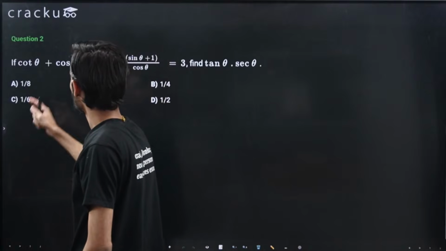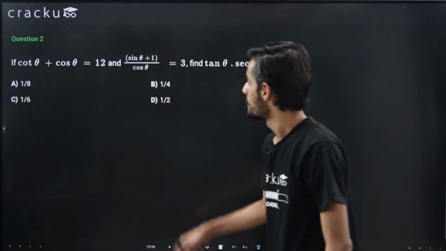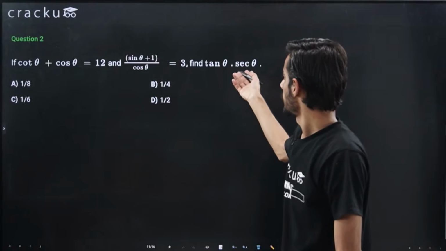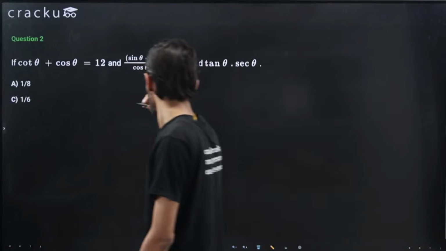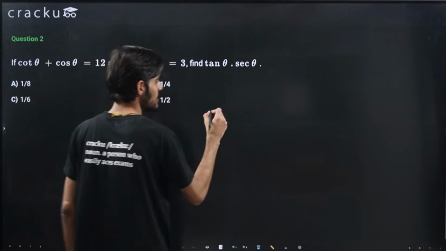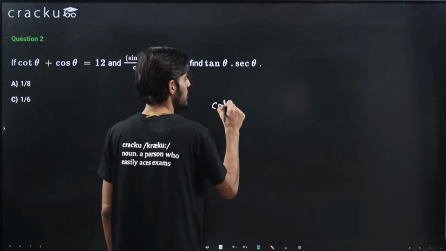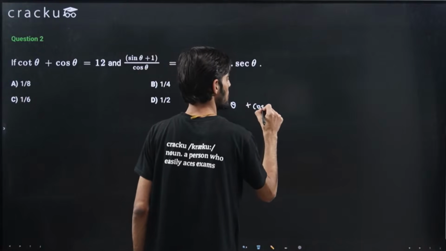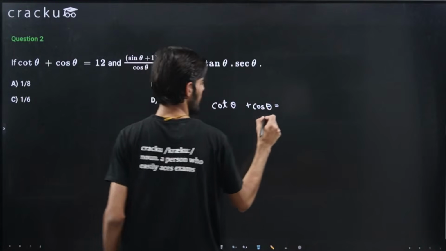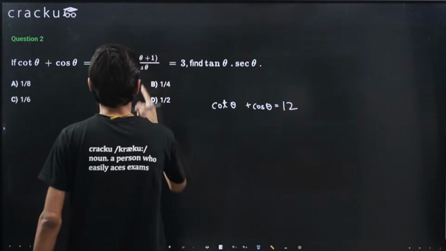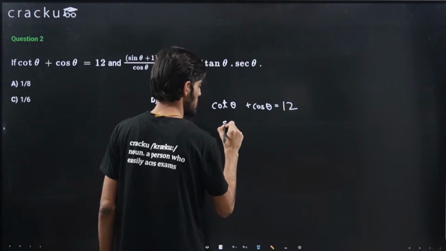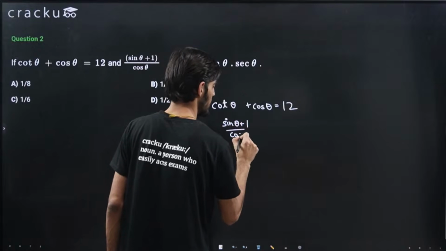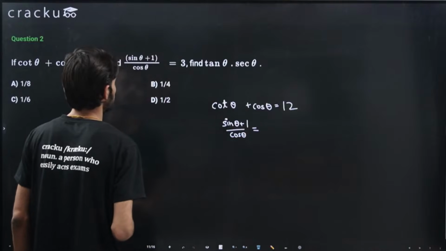So here we are given that cot theta plus cos theta is equal to 12, and sin theta plus 1 divided by cos theta is equal to 3. We need to find the value of tan theta multiplied by sec theta. So what we are given is that cot theta plus cos theta has the value 12. And the value of this term, sin theta plus 1 divided by cos theta, is equal to 3.